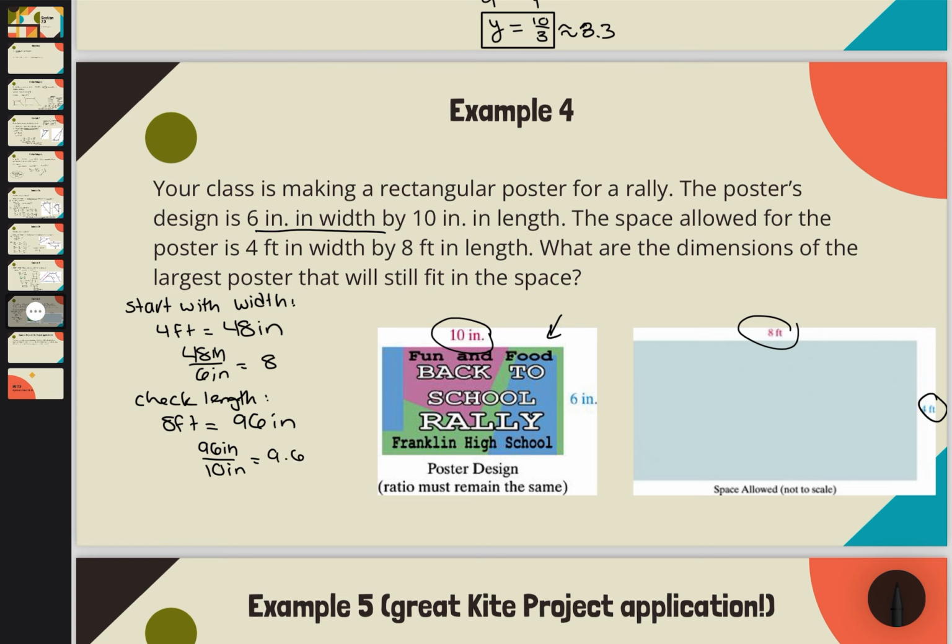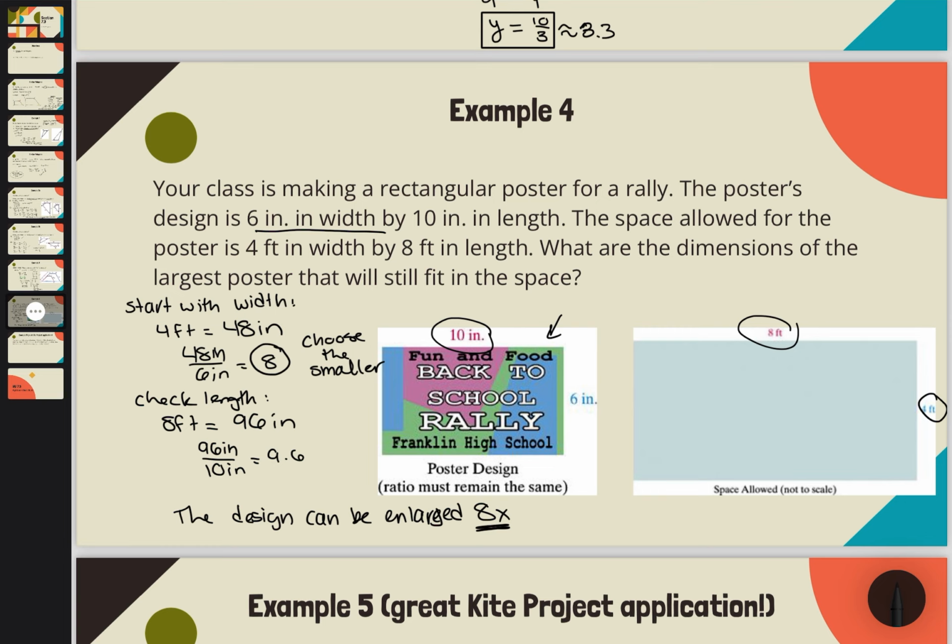Okay, so I could either scale this up by 8, or I could scale this up by 9.6, which makes sense logically. I'm going to have to choose the smaller number over here. So we're going to choose the smaller number, because if I went any bigger than 8, well, then I wouldn't have enough width for it, right? The length would be okay, but the width would be too much. So the design can be, I'll write this down here, the design can be enlarged eight times. That is our answer here.